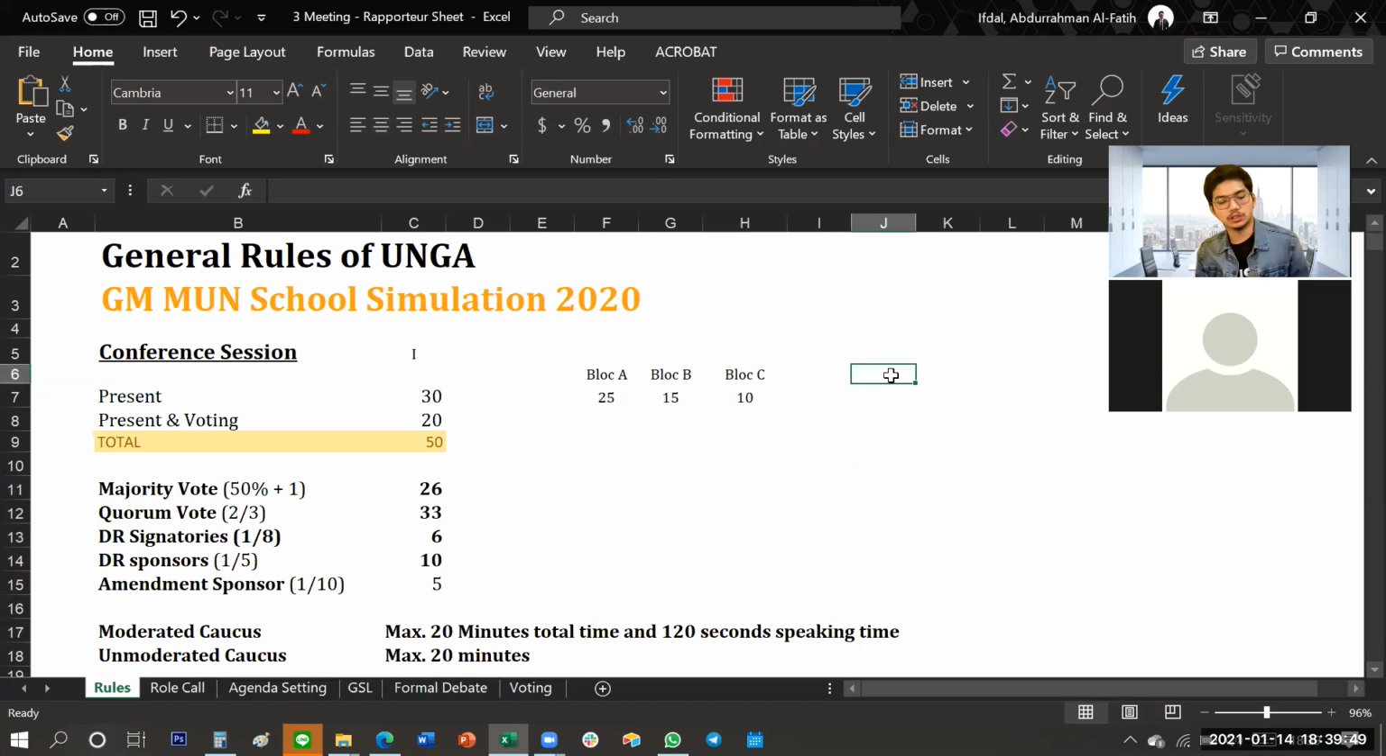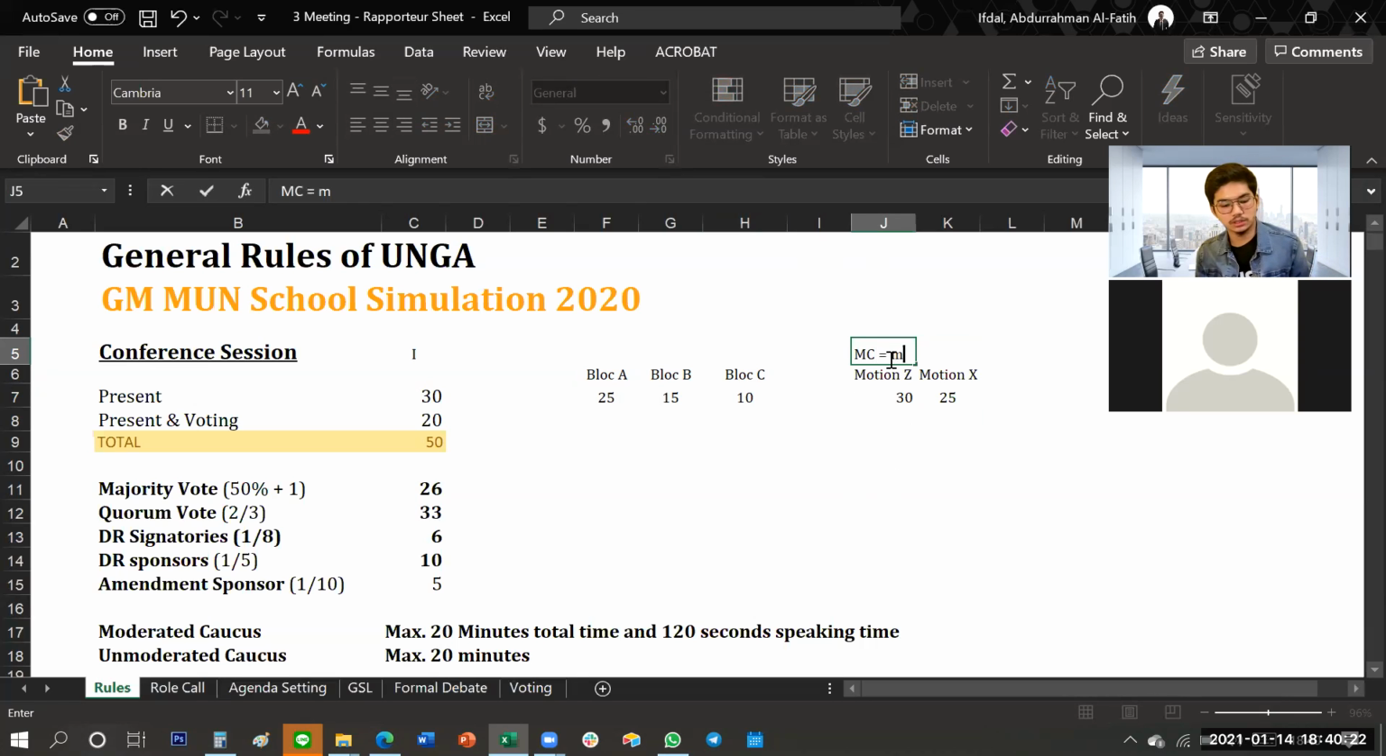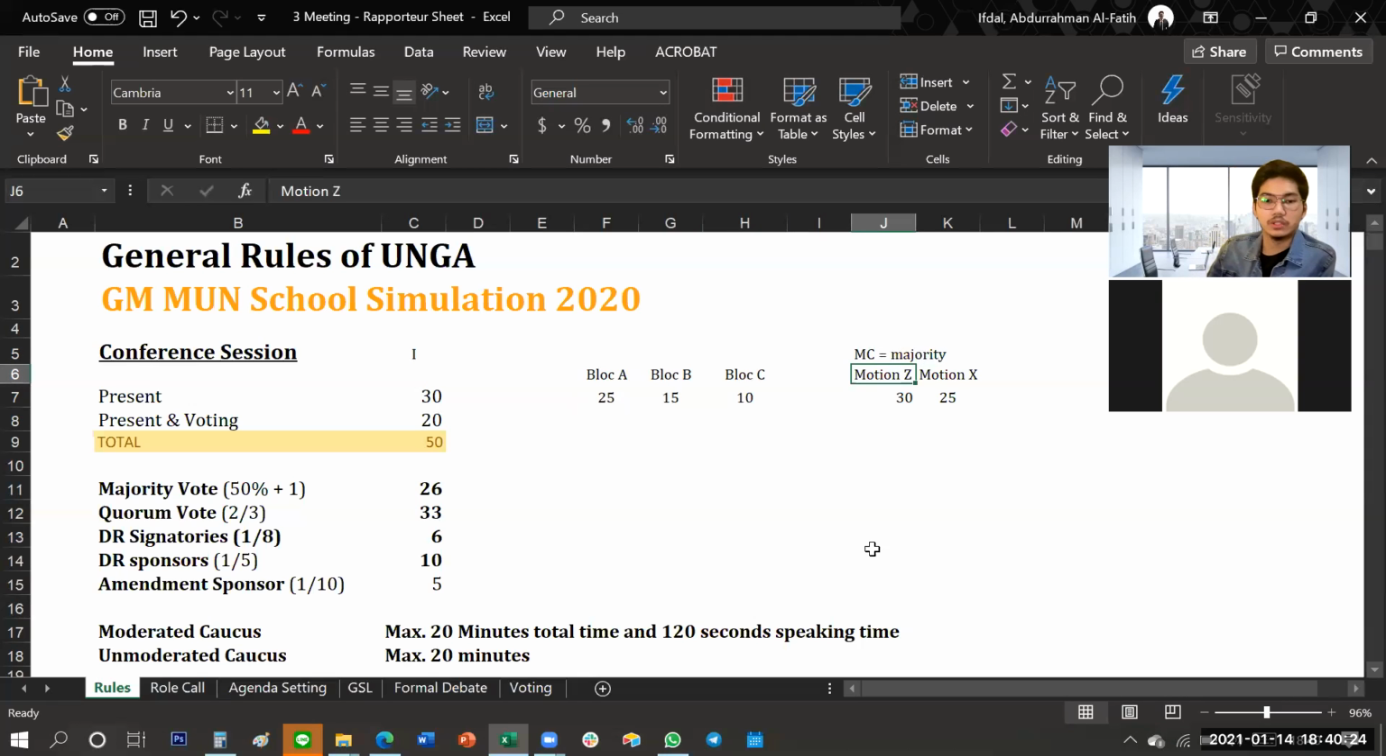For example, there's a motion for a moderated caucus, motion Z, which gets 30 votes, and motion X gets 25. Remember that in a motion for a moderated caucus, the vote that we will use is the majority one. MC, moderated caucus, uses majority. So we will search for the motion that passes with more than 50% plus one.